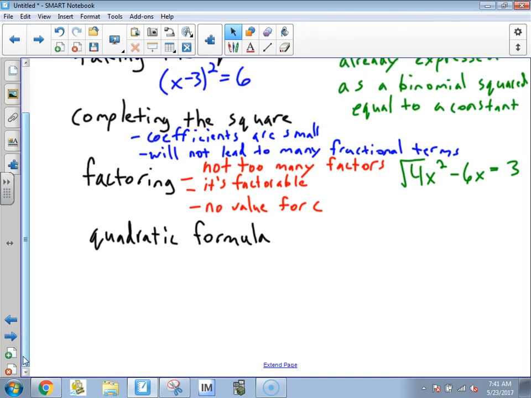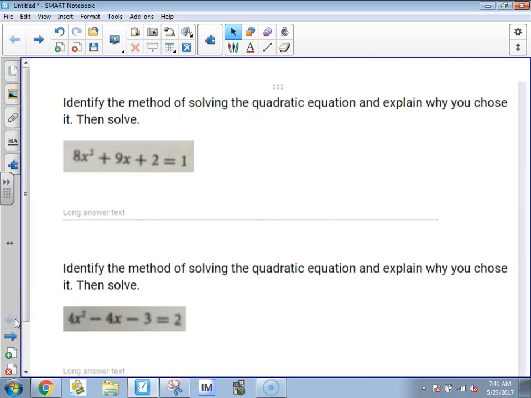Okay, and the quadratic formula, last resort. Basically, you use the quadratic formula if everything else doesn't work. So, when it's not factorable, when you have larger terms, right? When you cannot take the square root of both sides and get an answer. So basically, it's when everything else doesn't work. We use the quadratic formula. So we're going to use what we've written right here to help us to go through these problems.